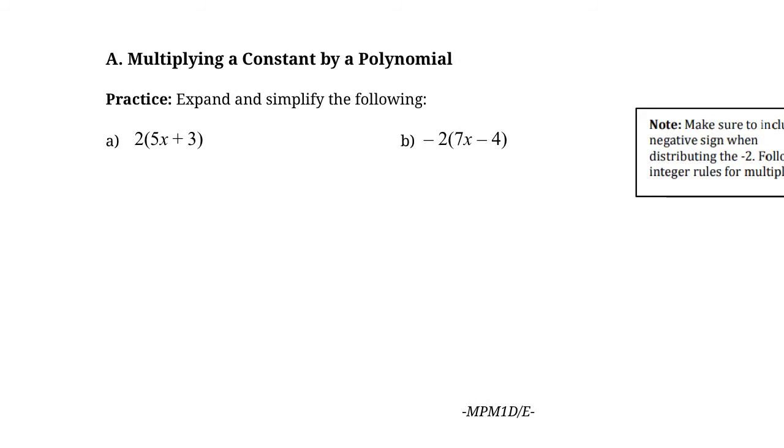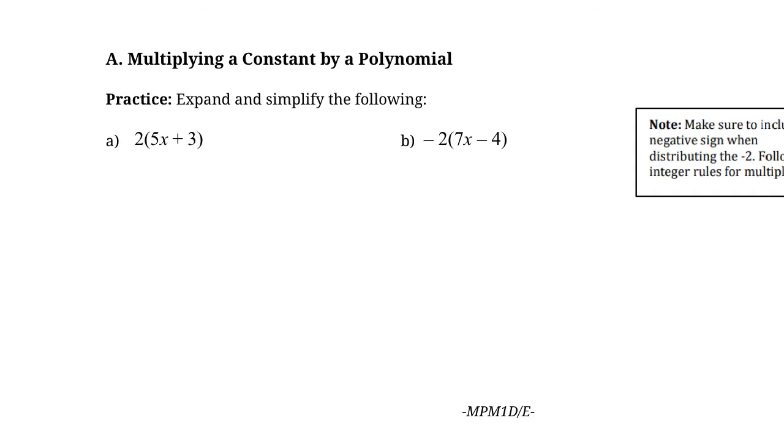The instructions say that we need to expand and simplify the following. Expanding means we're going to perform the distributive property and do that multiplication. Simplifying means once you perform the multiplication, you want to make sure that if there are any like terms, you put them together. You're not always going to have like terms that you can put together. Sometimes you just do the multiplication and stop once you're done.